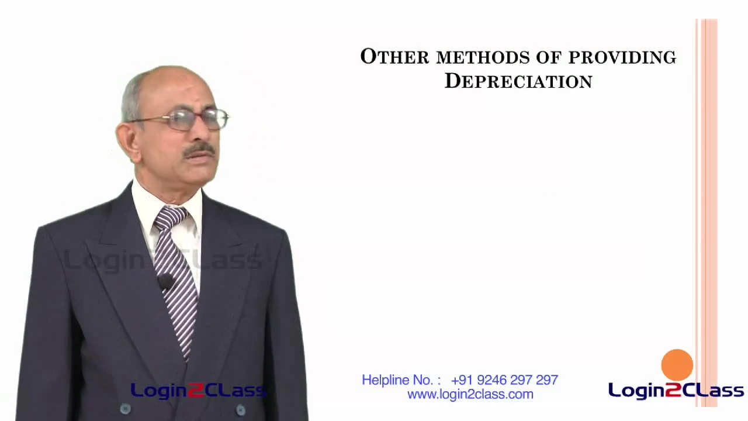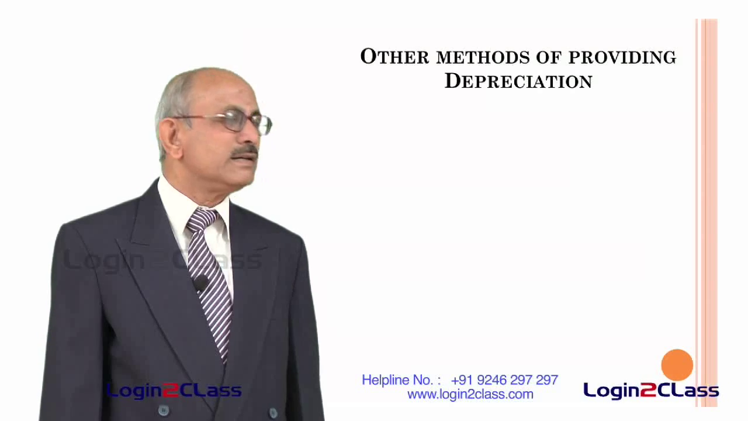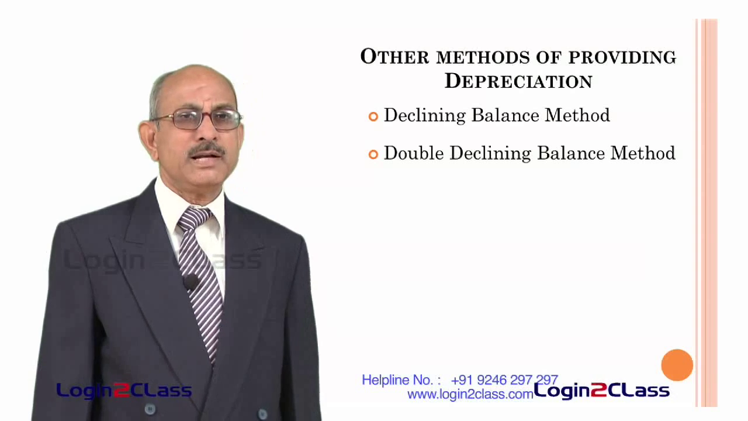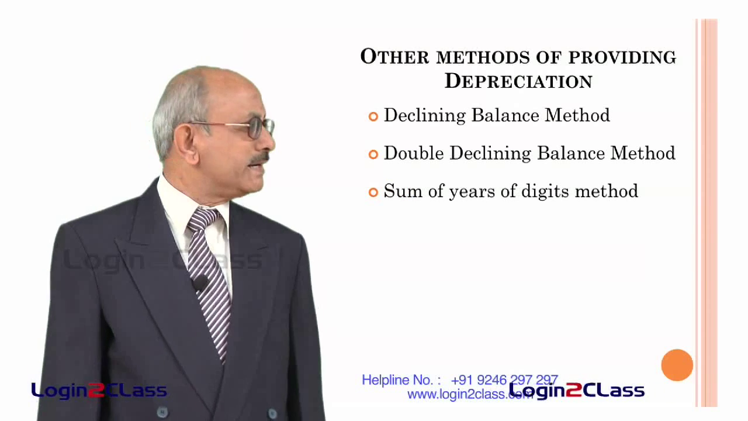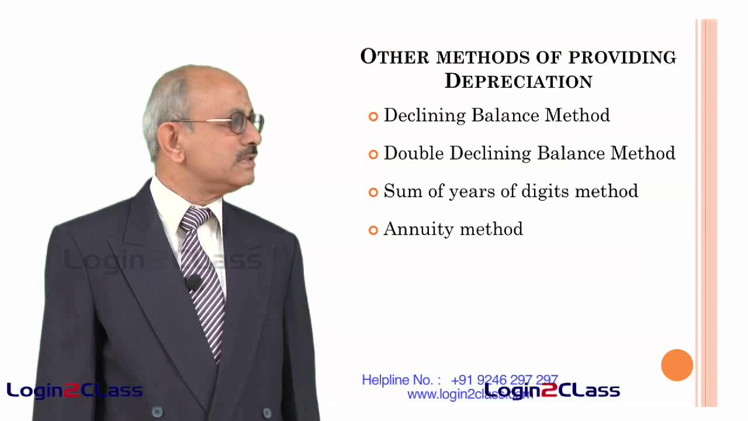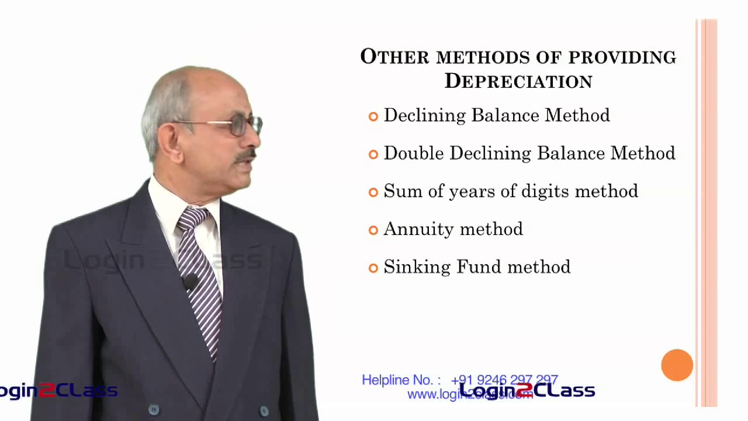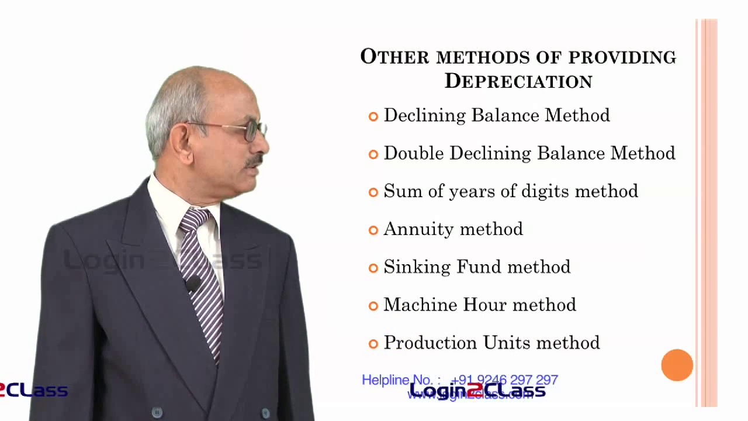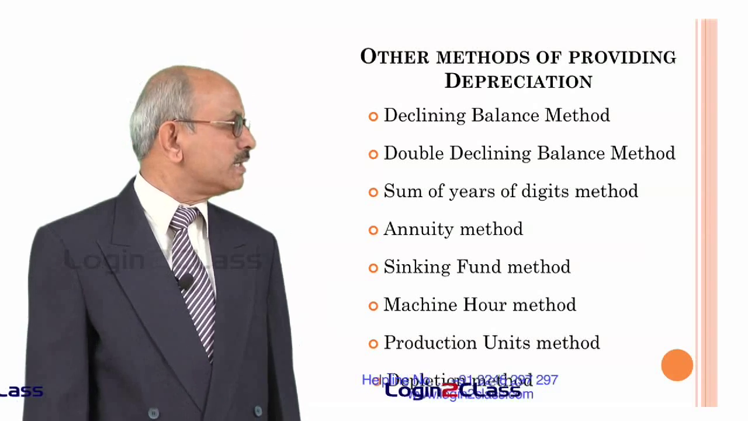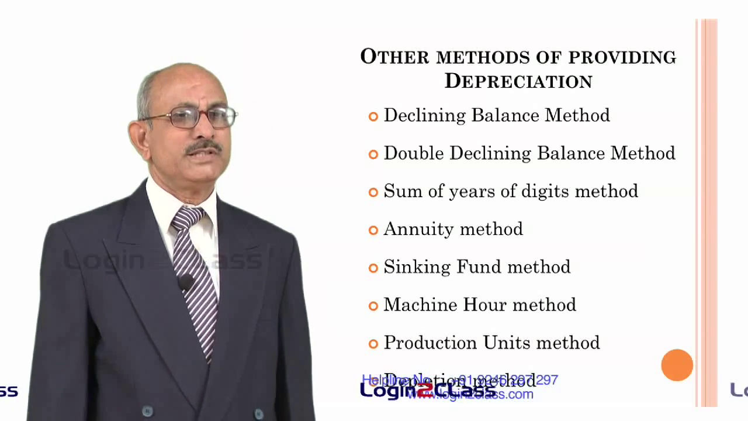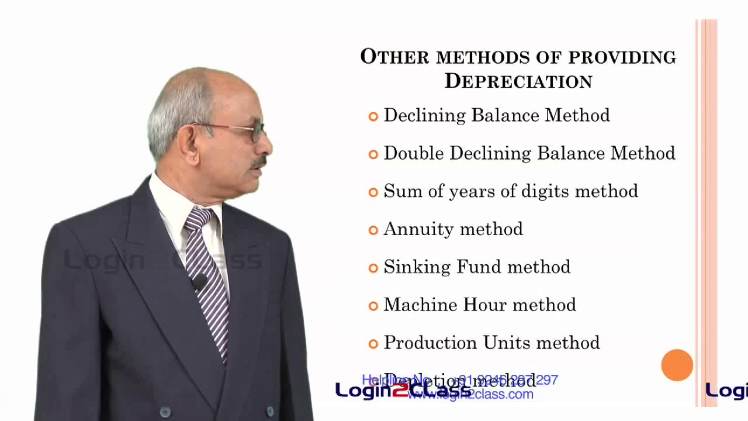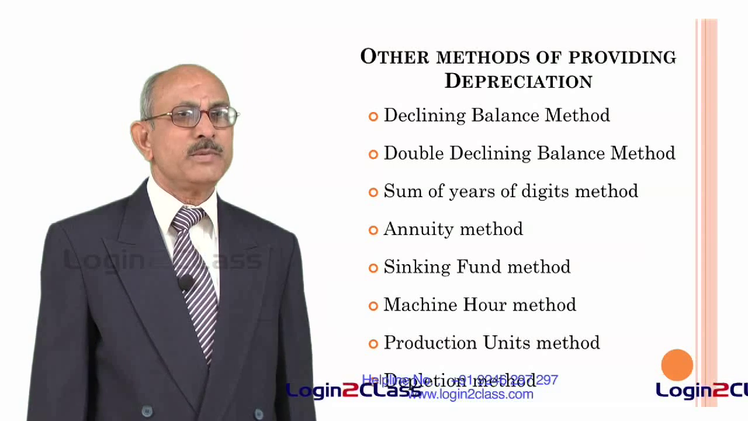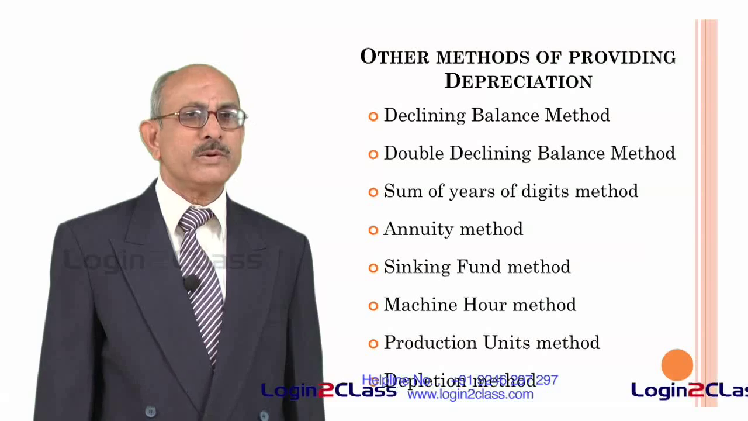Now we will also talk a little bit about various other methods of providing depreciation. They are as under: one is called the declining balance method, the second is called the double declining balance method, third is called the sum of years of digits method, fourth is the annuity method, then sinking fund method, then machine hour method, then you have production units method, then you have depletion method. So as you can see, there are a number of methods of providing depreciation. Normally, the entity has to choose that particular method of depreciation which suits it the best. Based on that, they have to start providing for depreciation.